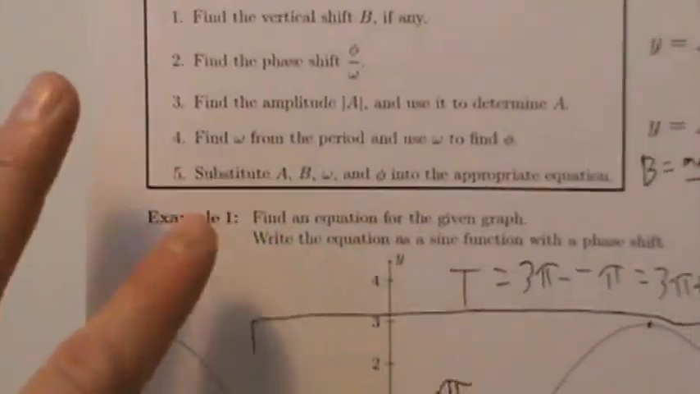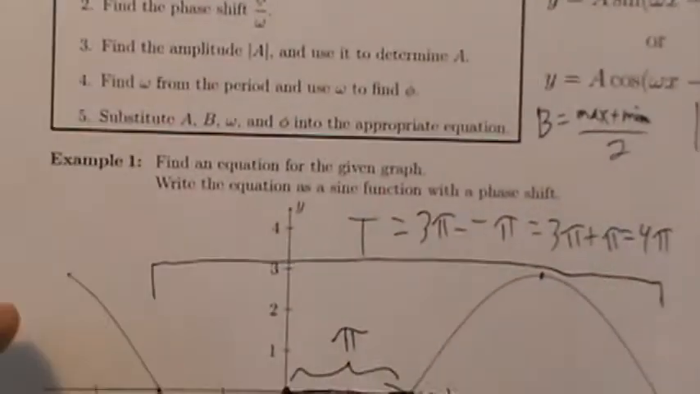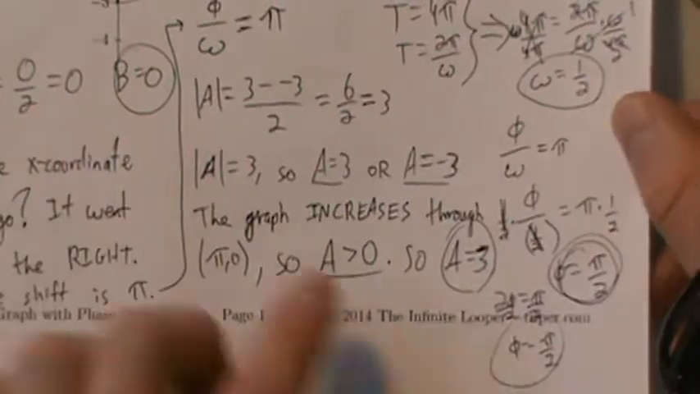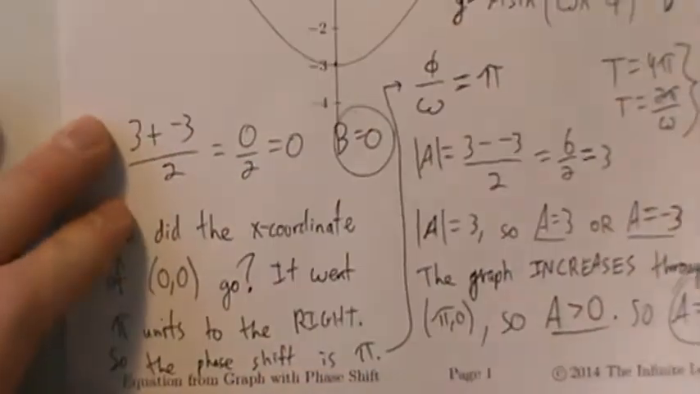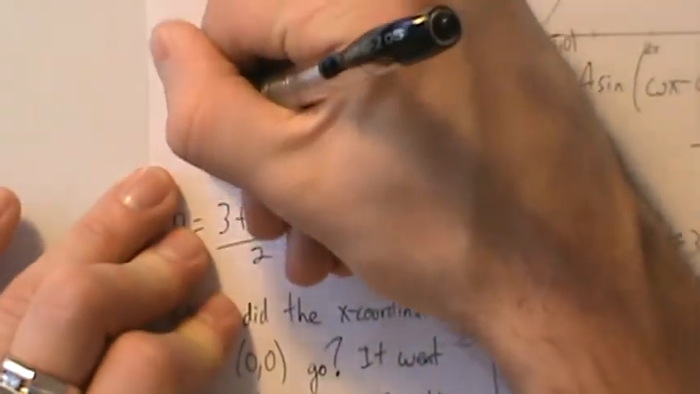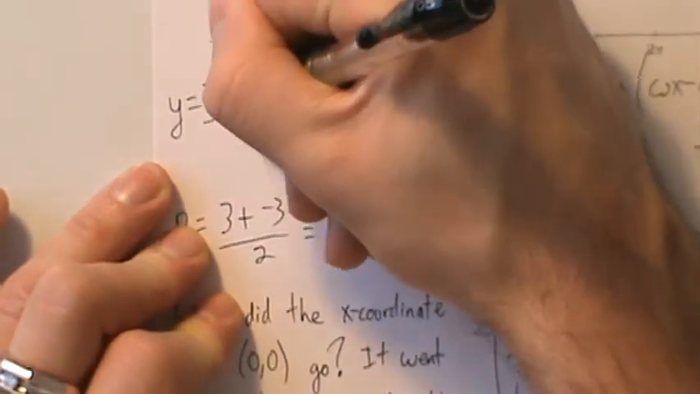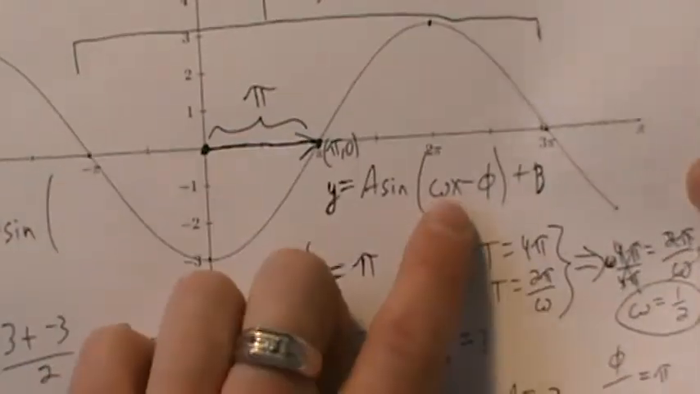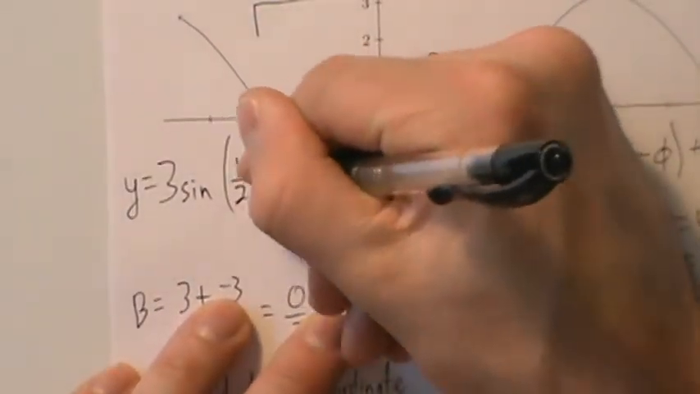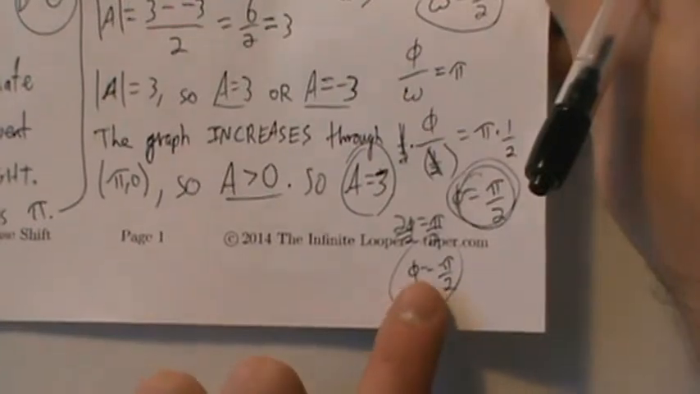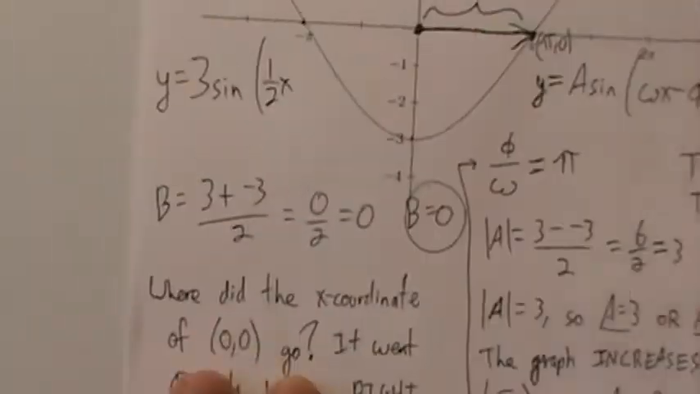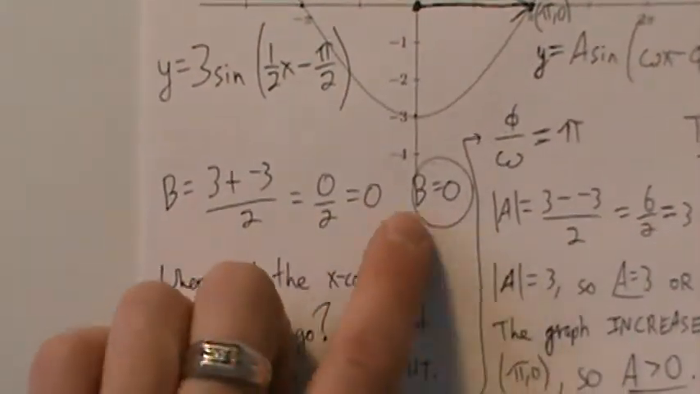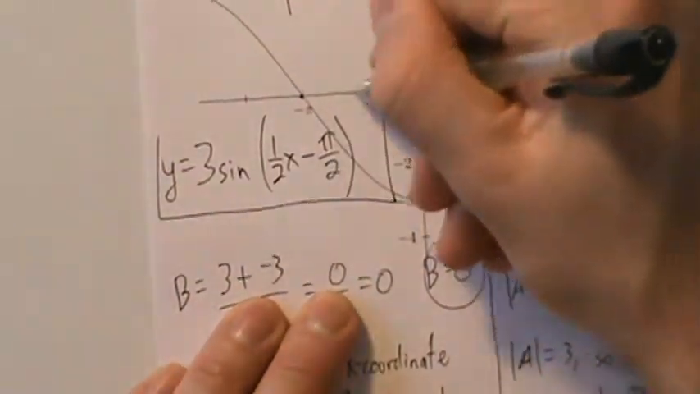Step 5, not really a real step, just toss all the numbers into the equation. So A sine omega x minus phi plus B, A is 3. So we're kind of out of room a little bit, so we'll write it over here. Y equals, A is 3. So we have sine, what was omega again? Omega was 1/2. So omega x, that's 1/2 x. Minus phi, phi is pi over 2. So minus pi over 2. And then plus B, but B was 0. So this is our answer here.